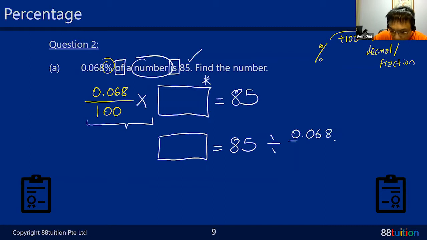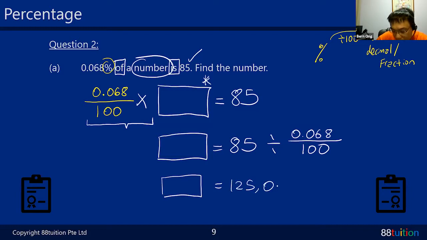0.068 over 100. Do what? Press the calculator. 85 divided by 0.068 over 100. The answer will be what? 125,000. So the answer down here will be 125,000. Remember, you are supposed to find the box. Find the number. The number is the box, right? So this is the answer.